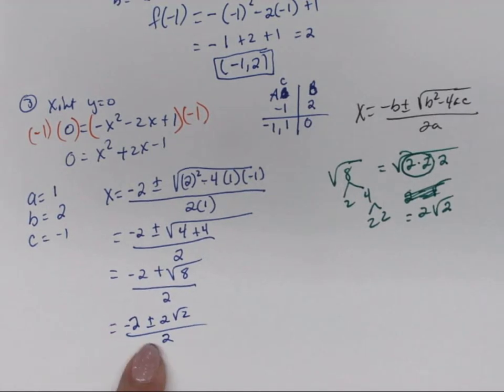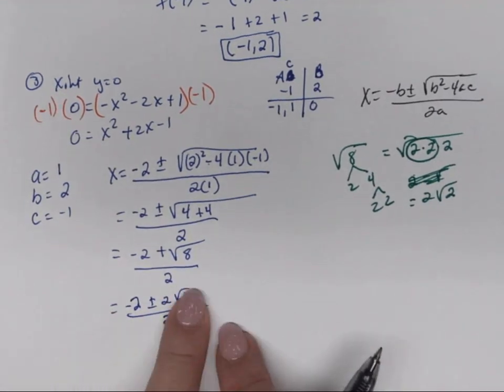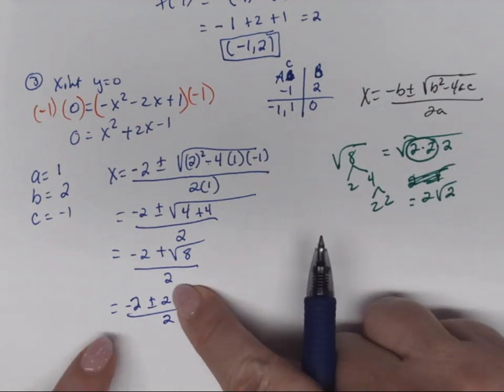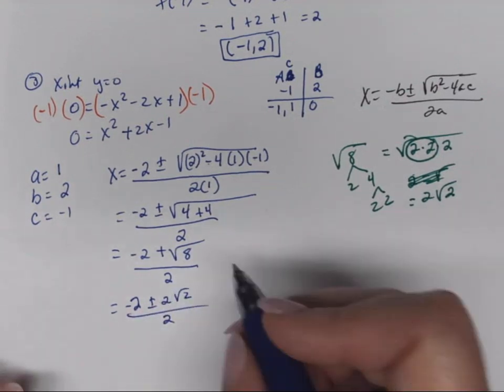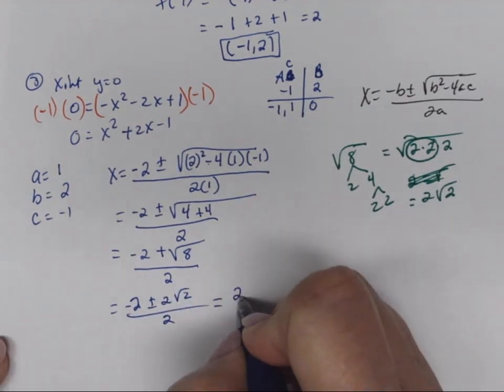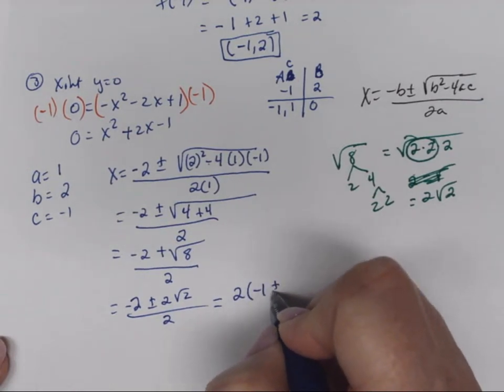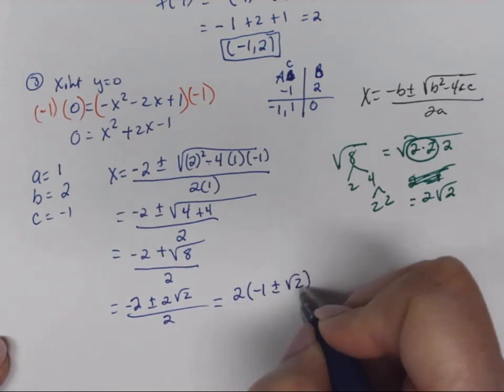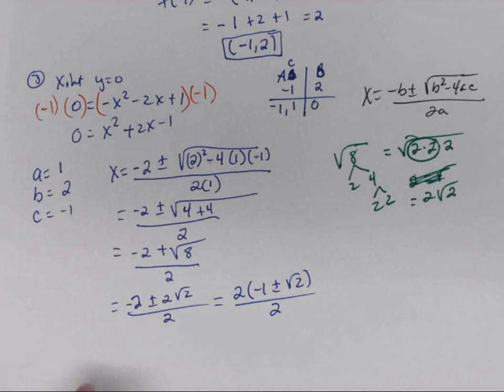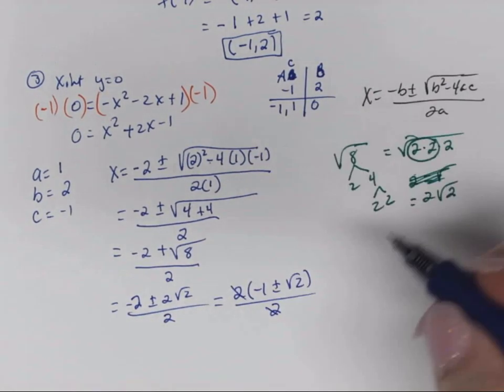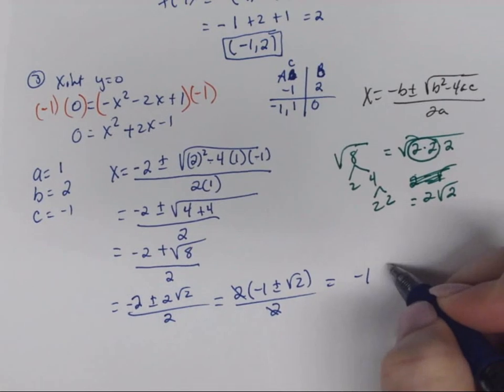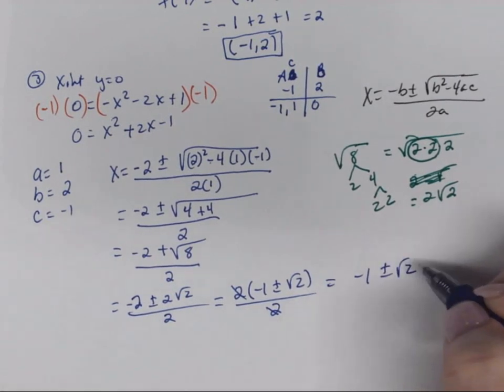Well, this can simplify. You can't simplify inside the radical. It's stuck in there, but the 2's will all divide by 2. So I'm going to factor out a 2 and get negative 1 plus or minus the square root of 2 all over 2. So I divided a 2 out of each part on the top. These will cancel, and it will be negative 1 plus or minus the square root of 2.